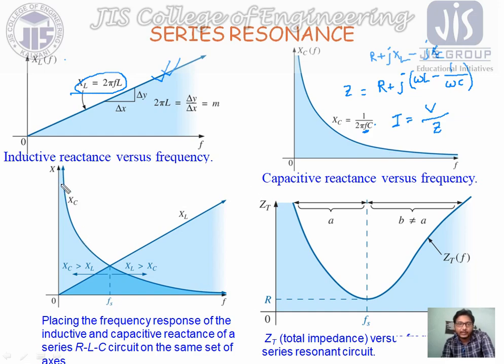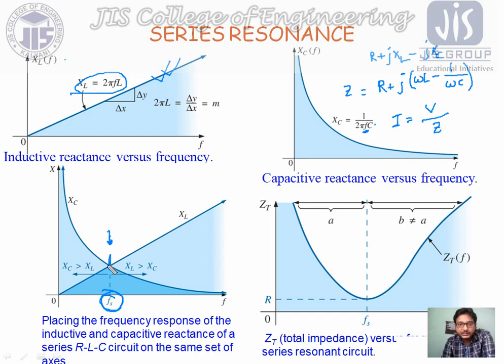Whenever we plot XL and XC in the same graph, this is the graph for XC that we have obtained, and similarly this is the graph for XL. And if we put them together, there is a cross point. At this particular point the inductive reactance and the capacitive reactance are the same, and then resonance occurs, that we have already seen. This is the point where resonance occurs. The frequency at which resonance occurs is called the resonance frequency.